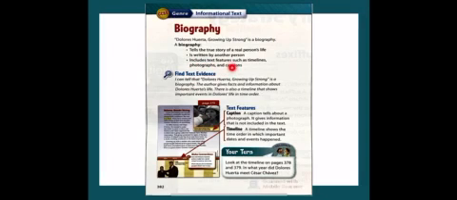It includes text features such as timelines, photographs, and captions. We discussed the timeline, and we said that in a timeline, we can see the time order in which important dates and events happened. And we saw what a photograph is, a real picture, and a caption tells about the photograph. It gives information that is not included in the text. So, the caption here talks about this photograph.